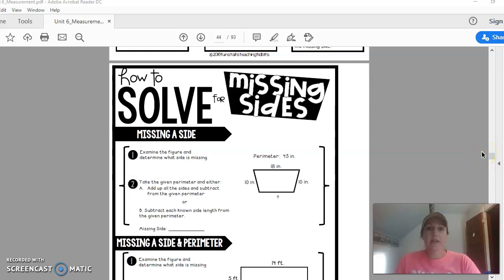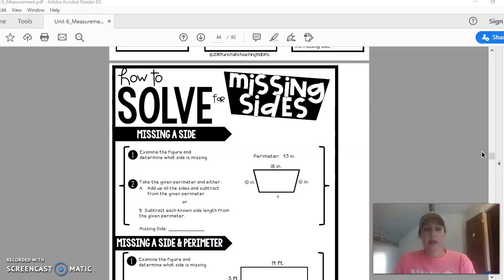Okay, so last week we talked about perimeter. And remember, perimeter is the area around the outside of the shape. Okay, that's perimeter. All right, so today we're going to talk about if you have a side that is unknown or missing, how can we figure it out?